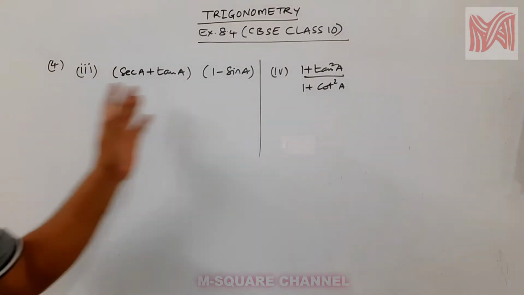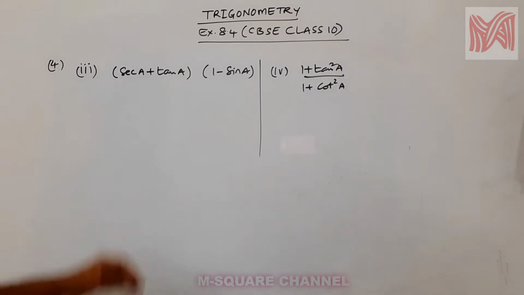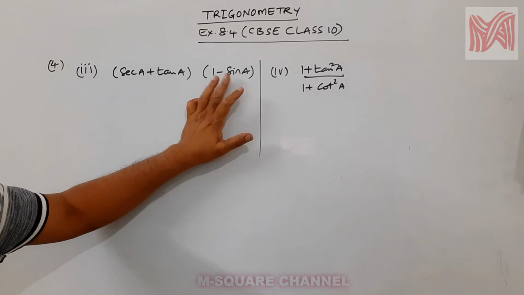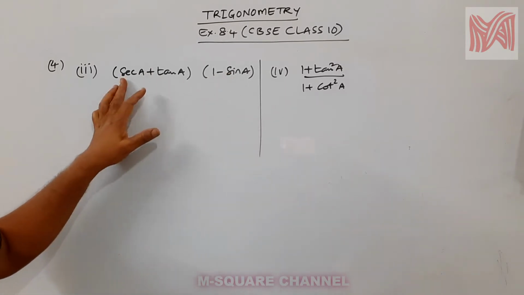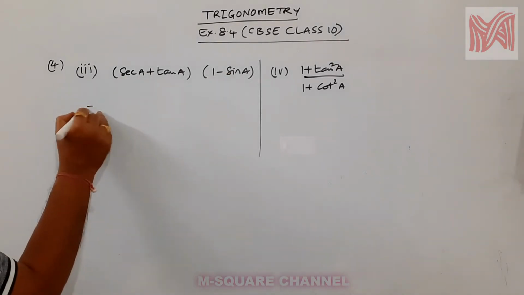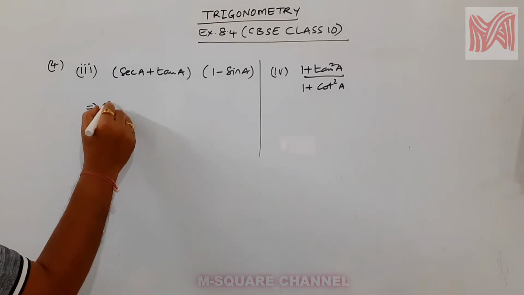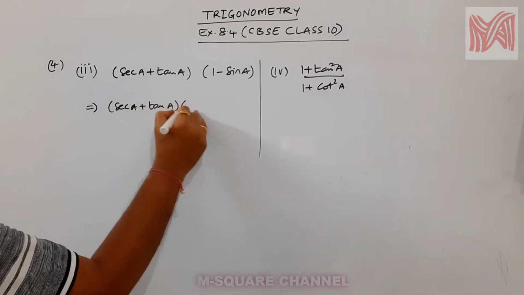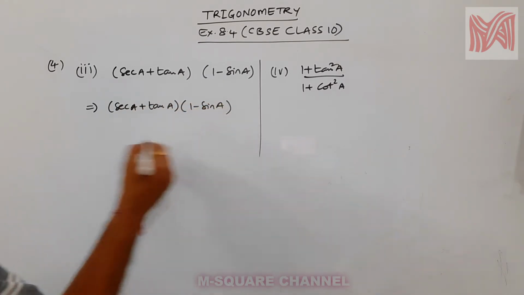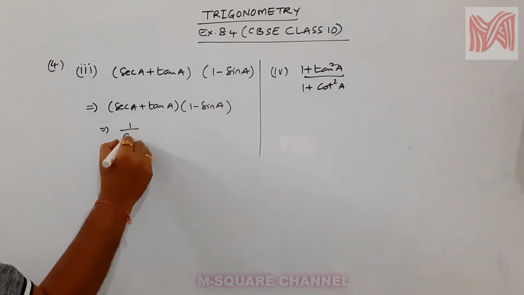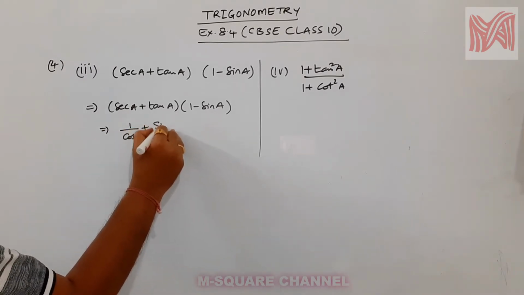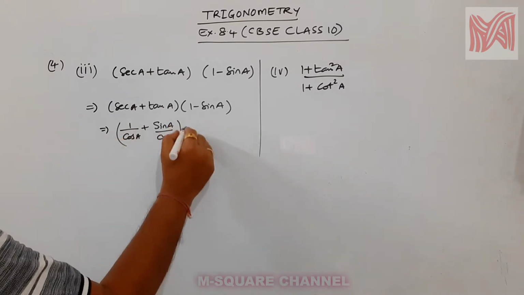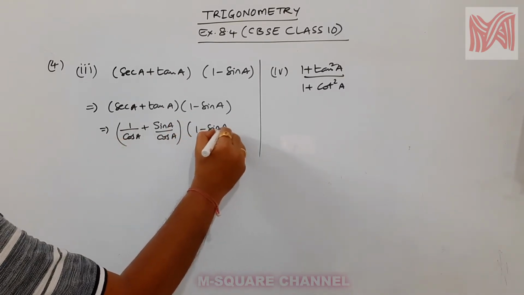In the third and fourth questions, multiple choice. So here secant a plus tan a, into 1 minus sin a. We can't change this 1 minus sin a. So secant a plus tan a we can change. So secant a plus tan a into 1 minus sin a: 1 by cos a plus sin a by cos a, into 1 minus sin a.